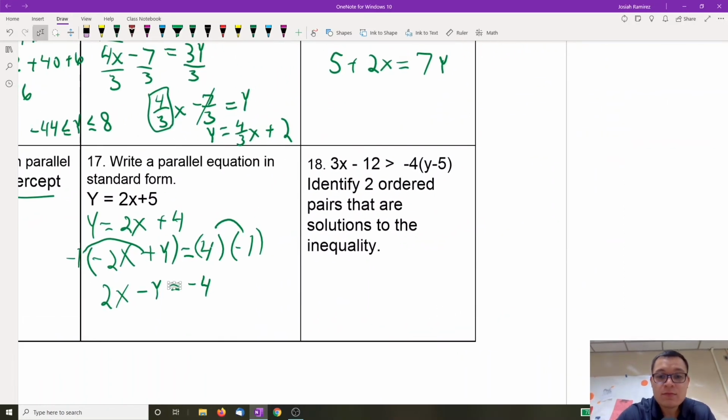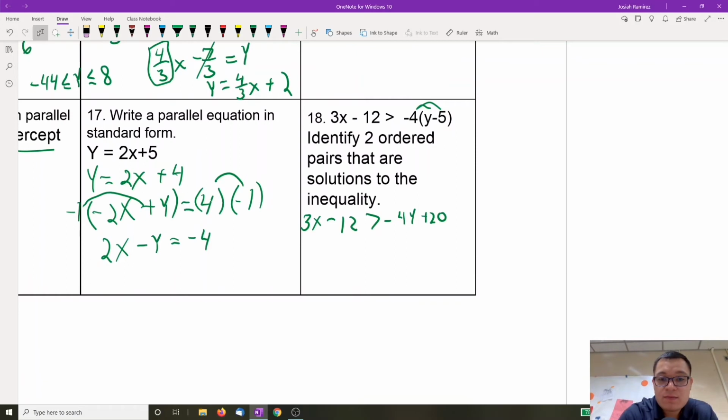Last question. Identify 2 ordered pairs that are solutions. So that means we need to put in 2 x's and y's so that the left side is greater than the right side. The easiest way to do this is going to be to simplify it. So let's distribute the -4. -4y plus 20 is less than -12 and a 3x.